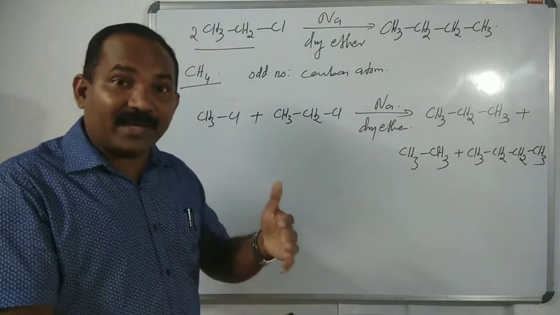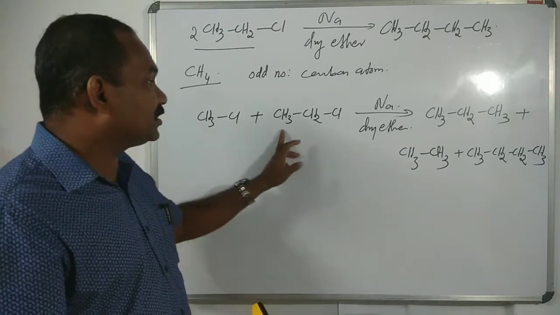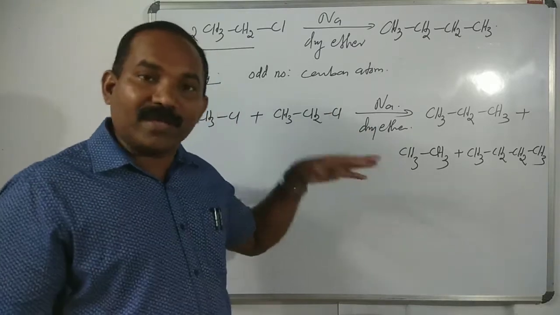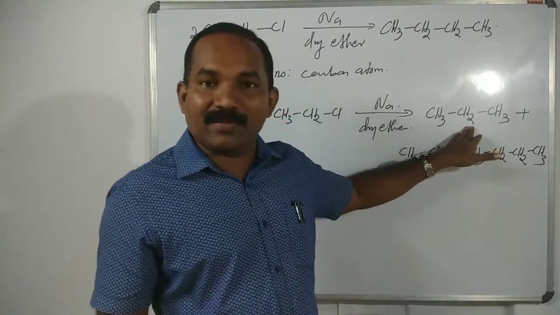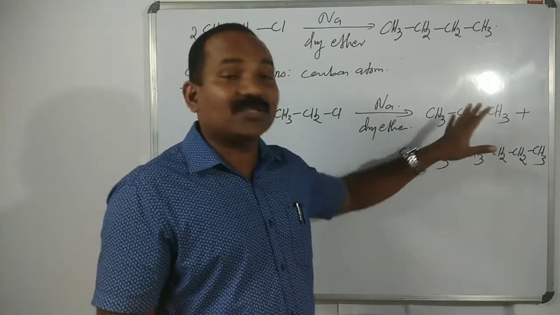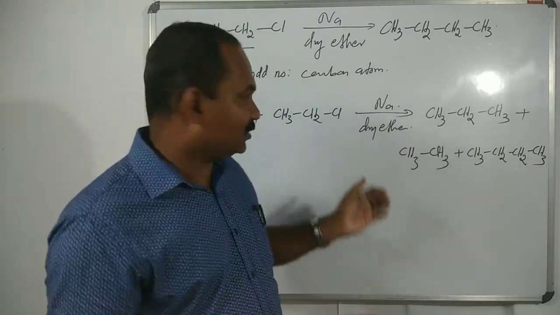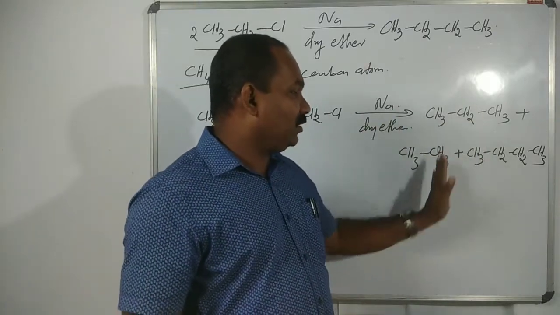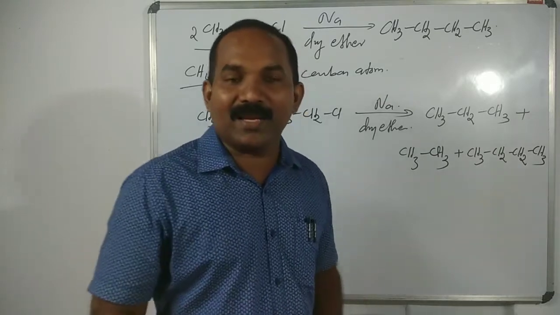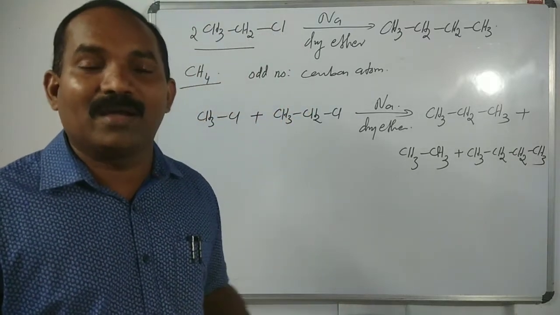So we try to prepare an odd-numbered hydrocarbon by taking CH3Cl and C2H5Cl. We get one alkane with an odd number of carbon atoms, but the problem is the mixture, which contains other hydrocarbons: here propane, ethane and butane. So methane and hydrocarbons with an odd number of carbon atoms cannot be prepared by Wurtz reaction.